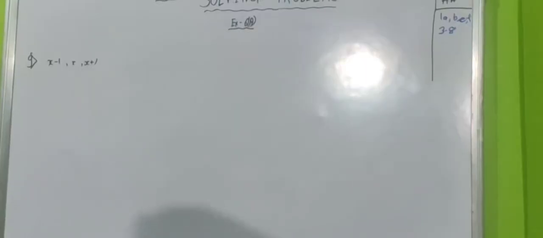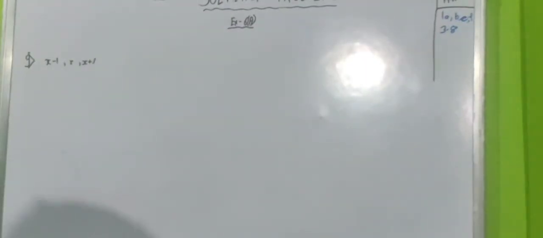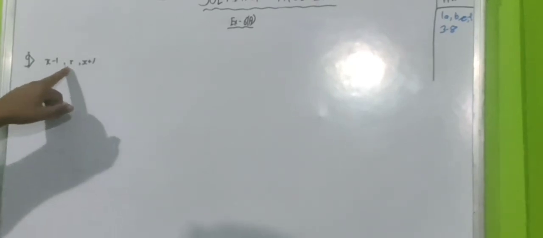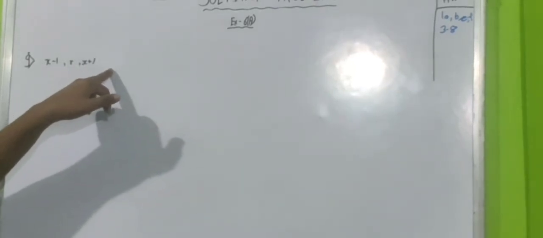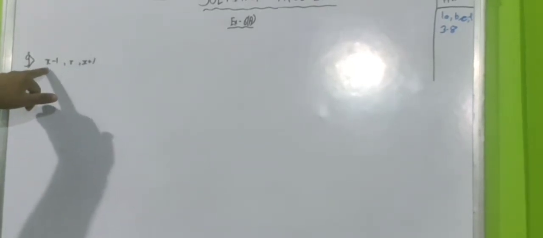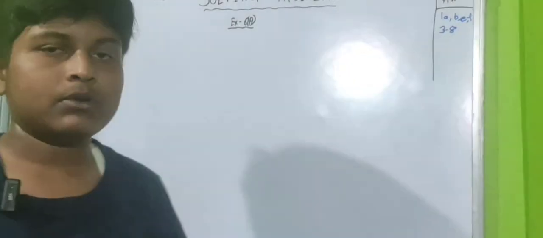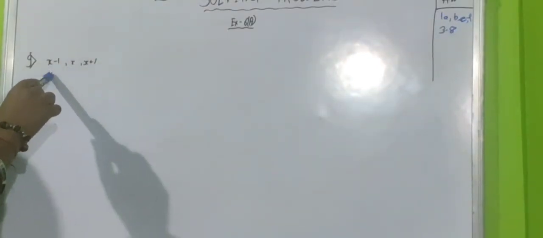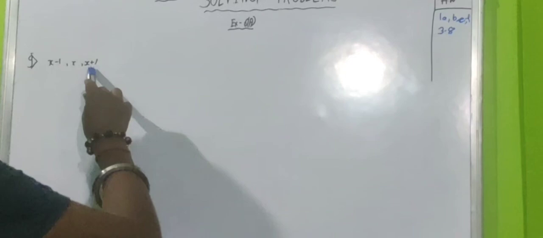In question number 9, many students may make a mistake. They take x plus 1 and x plus 2, but you have to take one number before also, the main number. The main number is x, one number before is x minus 1 and one number after is x plus 1.